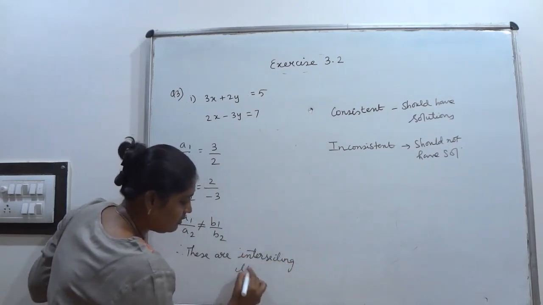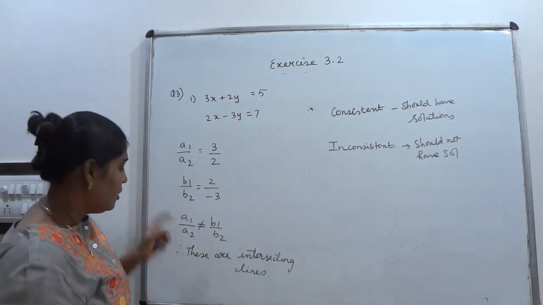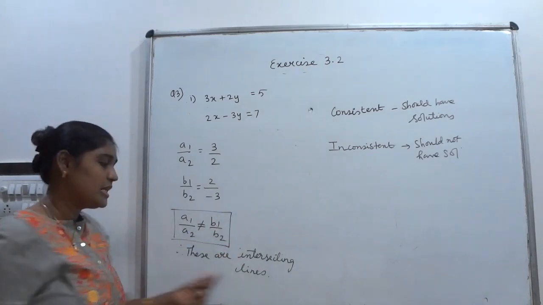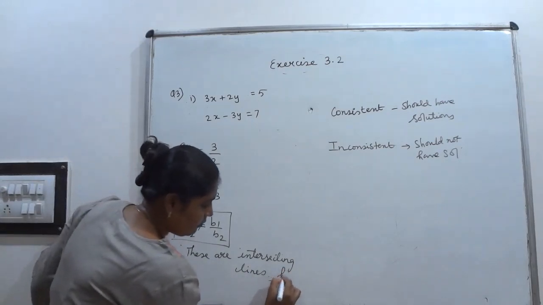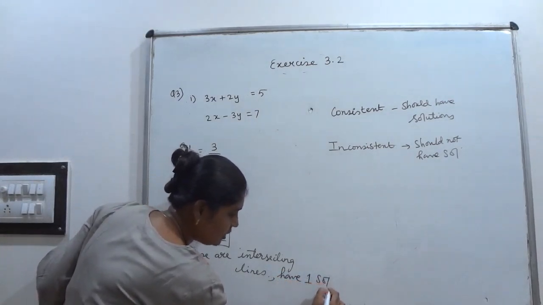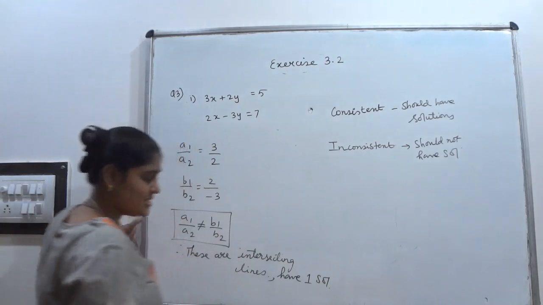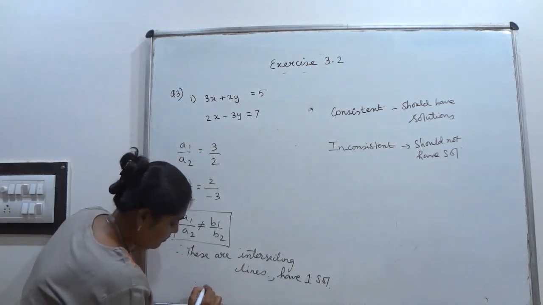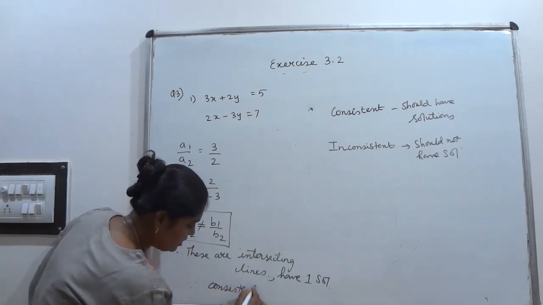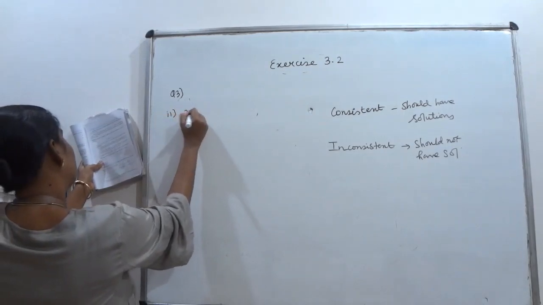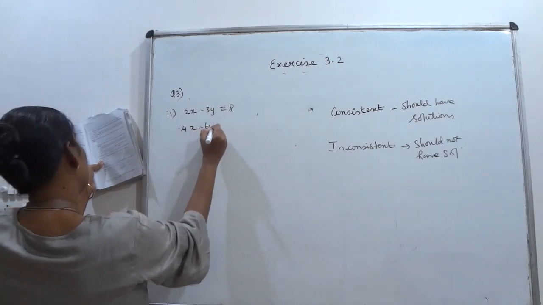You know that already. You have seen one table in this chapter that will tell you everything. So this condition shows that these are intersecting lines which have one solution. Therefore, if the pair of equations have solutions, which type is it? Consistent. Second part, 2x minus 3y equal to 8, 4x minus 6y equal to 9.